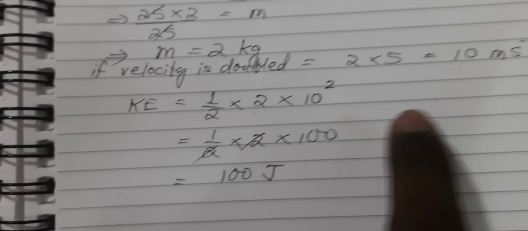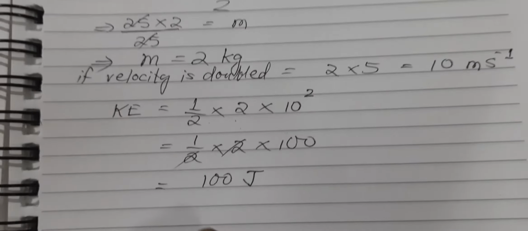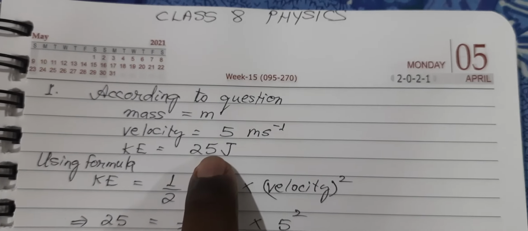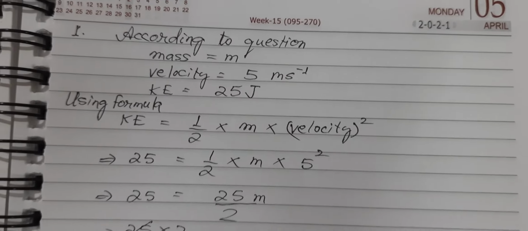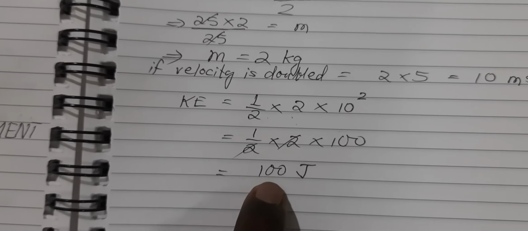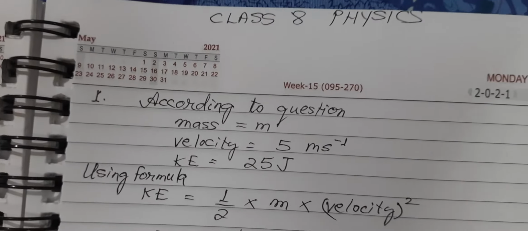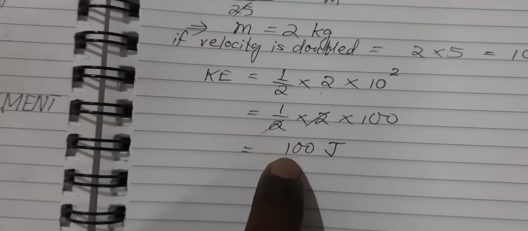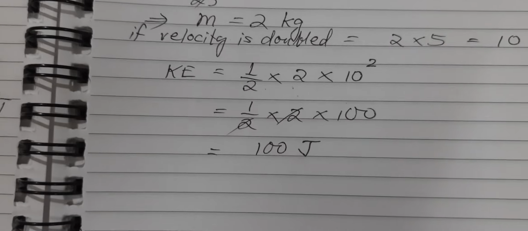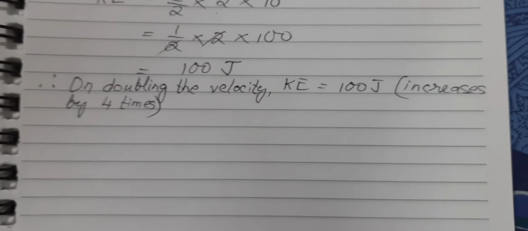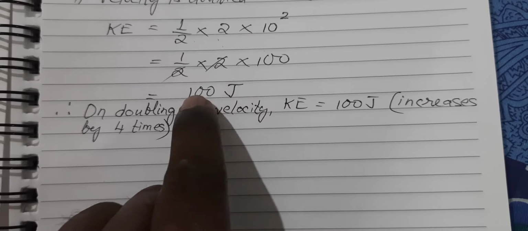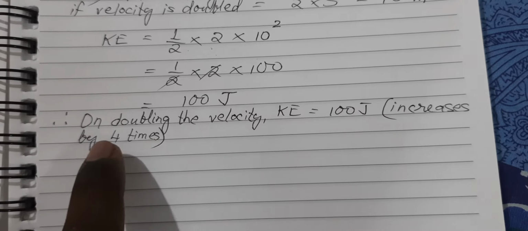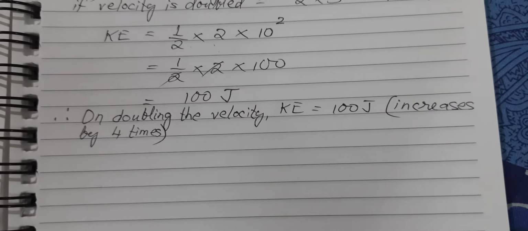So the kinetic energy when the velocity is doubled becomes 100 joules. Before, how much was the kinetic energy? 25 joules. So when I am doubling the velocity, the kinetic energy is increasing 4 times. See, 25 was initially. So 25, how much is 100? 25 4 times is 100. That means kinetic energy on doubling the velocity becomes 4 times. So on doubling the velocity, kinetic energy becomes 100 joules, and it increases by how many times? 4 times.